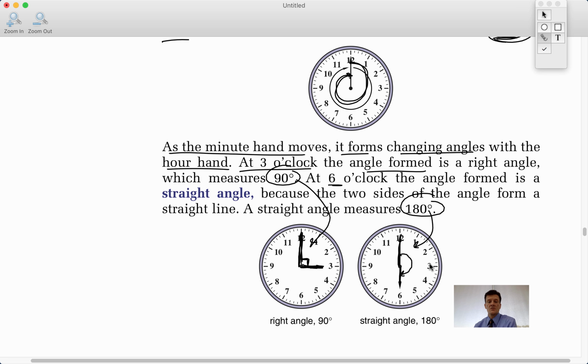Okay? So anytime you see a right angle, and we'll put a little box in the corner to show it's a right angle, that's 90 degrees. Anytime you see a straight line, and let's say we put a little dot there, to go from one side of the line and spin all the way to the other side of the line, that is 180 degrees. All right?